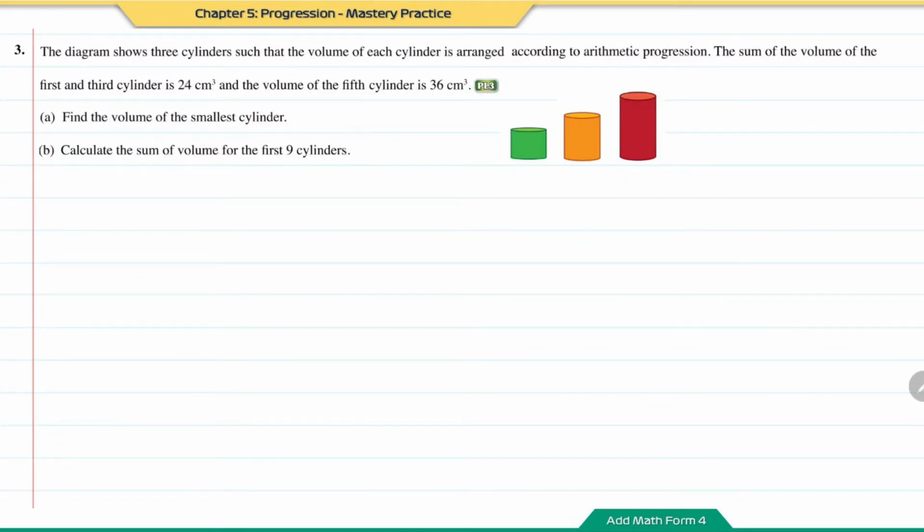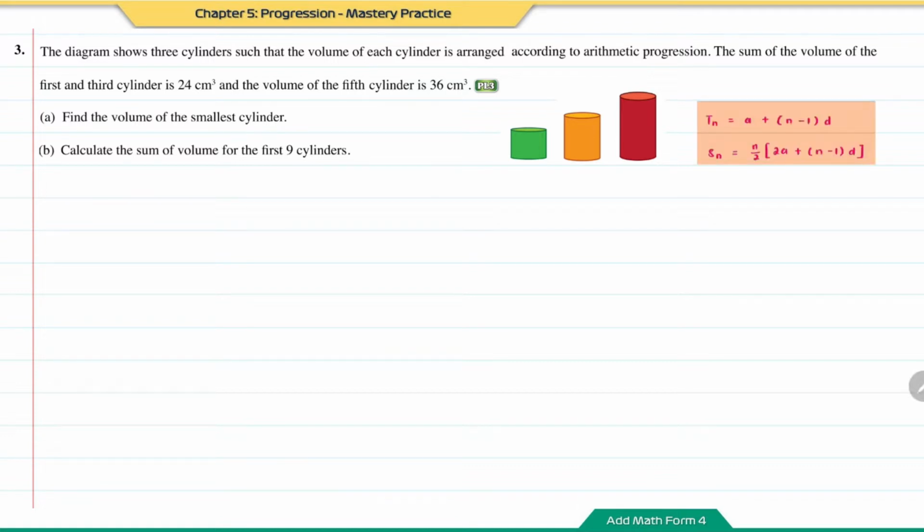Question number 3. The diagram shows 3 cylinders such that the volume of each cylinder is arranged according to arithmetic progressions. The sum of the volume of the first and third cylinder is 24 cm cubed, and the volume of the fifth cylinder is 36 cm cubed. So A, find the volume of the smallest cylinder.